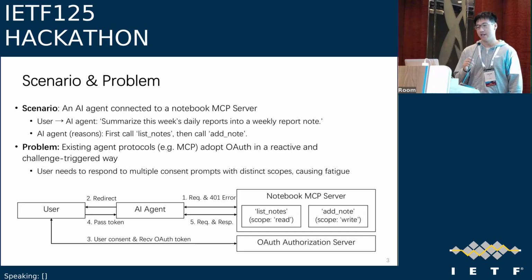Consider a scenario where an AI agent connects to a notebook MCP server. The user talks to the AI agent to summarize this week's daily reports into a weekly report note. The AI agent reasons that it will first need to call list notes, then call add note. The problem is with existing agent protocols, for example MCP, which adopts OAuth in a reactive and challenge-triggered way. So the user needs to respond to multiple consent prompts with distinct scopes. For example, here, list notes and add note are distinct scopes.